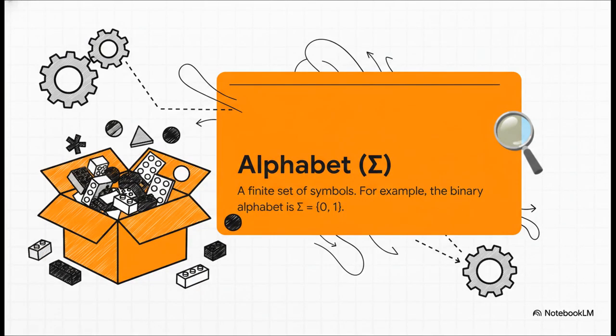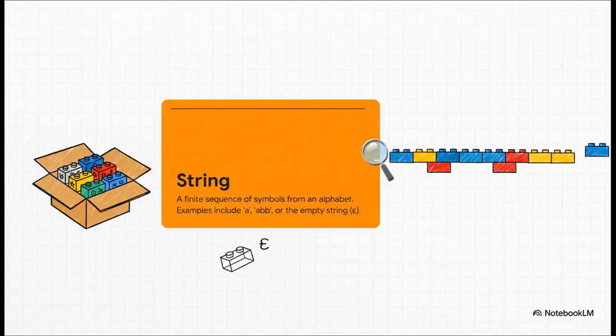Okay, so if a symbol is one single Lego brick, then the alphabet is our entire box of Legos. It's the complete, finite set of all the symbols we're allowed to play with. For example, in the binary world that computers love so much, our Lego box is super simple. It just has two kinds of bricks, zeros and ones. That's our entire alphabet.